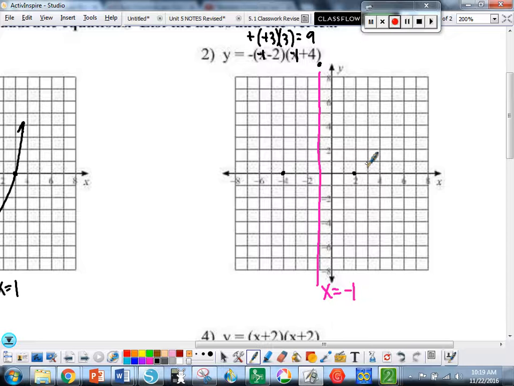Did we expect for it to open down? Jason, why do I know just based on the problem, how do I know that it's opening down? A is negative right here, right? Because A is negative, we're expecting it to open down. We found all of our points. Is it in fact opening down? Yes. And so we are done.